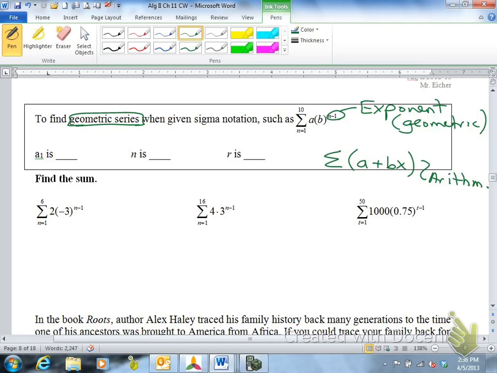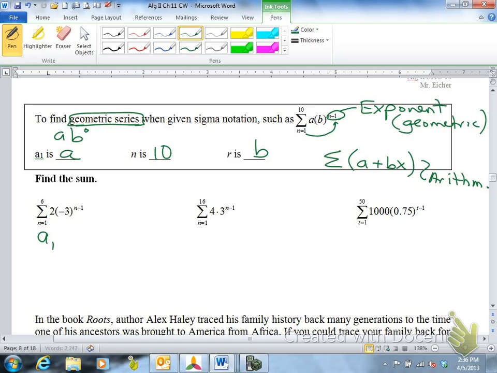And it's actually pretty easy. A sub 1 is what you get when you plug the bottom number into up here, which would be a times b to the 0. A times b to the 0 is a times 1. So your first term is a. If you're in this format, that you start at 1, you have n minus 1, your first term is a. The number of terms you can count from 1 to 10: 1, 2, 3, 4, 5, 6, 7, 8, 9, 10. So there are 10. In this case, n is 10. And the R value would be b. So it's actually pretty easy to glean the important information from sigma notation. Easier than arithmetic sigma notation.